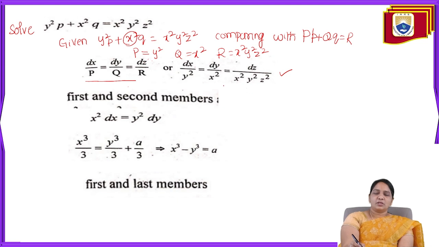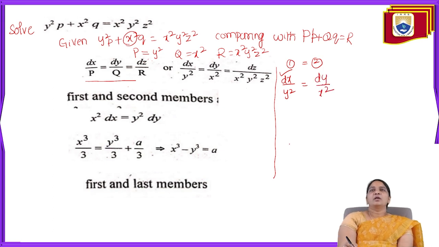First I am taking the first member equal to the second member. So what is the first member? dx by y square equal to dy by x square. Now I am doing the cross multiplication. So here x square dx equal to y square dy. So now I can do the integration, so integrating on both sides.